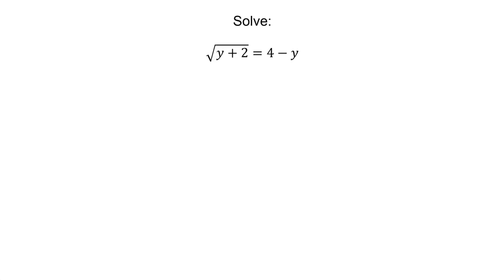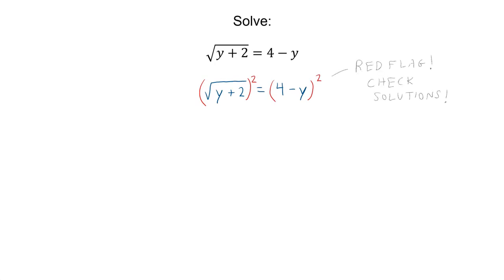The second step is to undo the square root. We undo a square root by squaring. So let's square both sides of the equation. So our equation now looks like this. But remember, we're squaring both sides of an equation, so that's a red flag. We have to check our solutions. Now this example is a little bit different than the previous example.